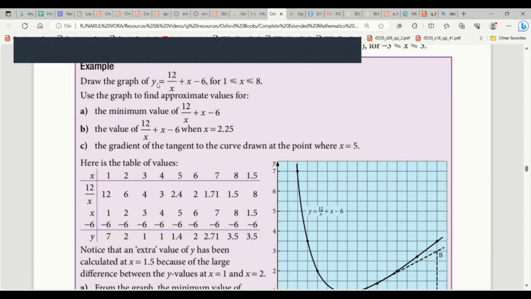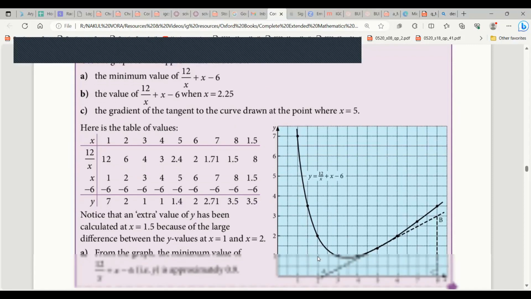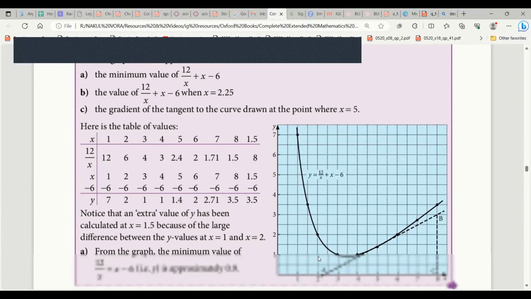Let's finalize what is the value of y for all the values between 1 and 8. So you'll have to plot 1, 2, 3, 4, 5, 6, 7, 8. If you go on plotting them, this is the curve you should be getting.